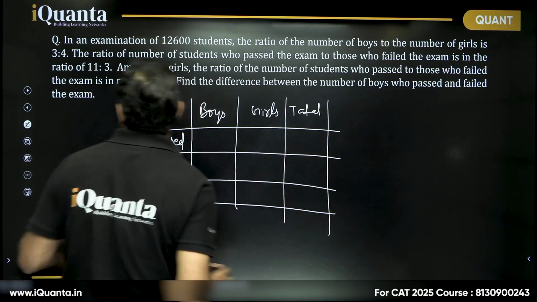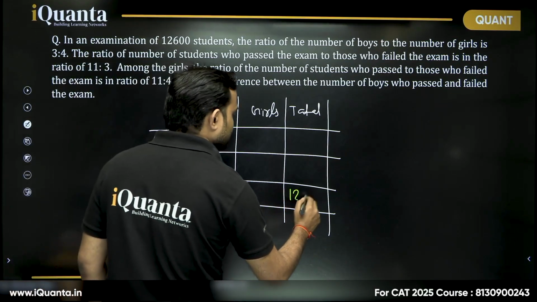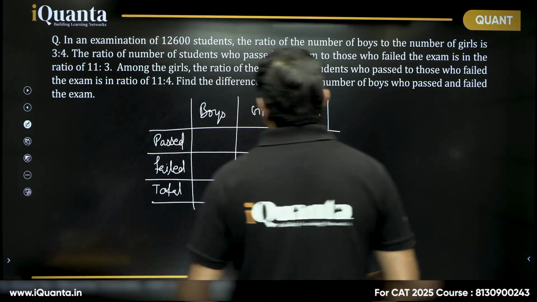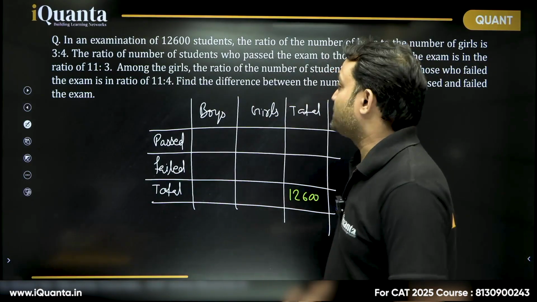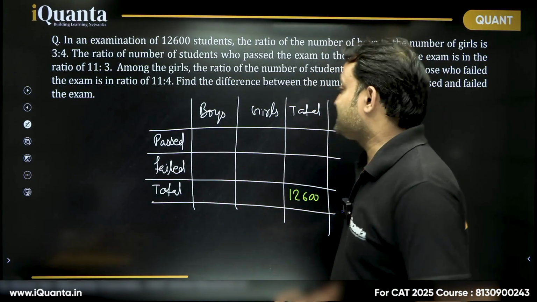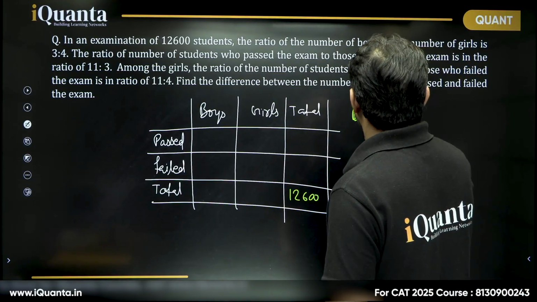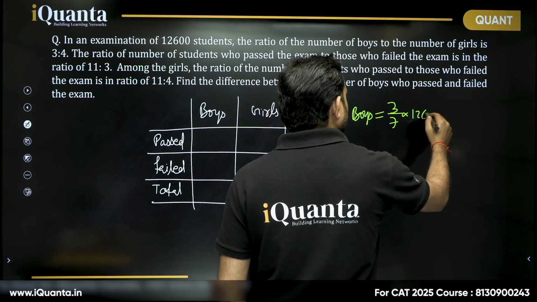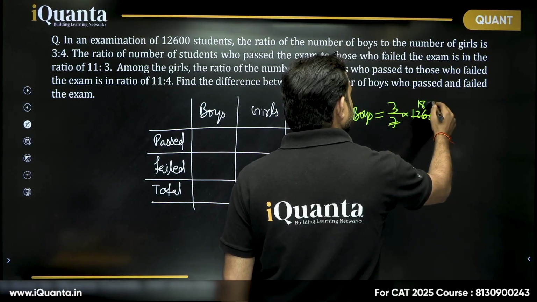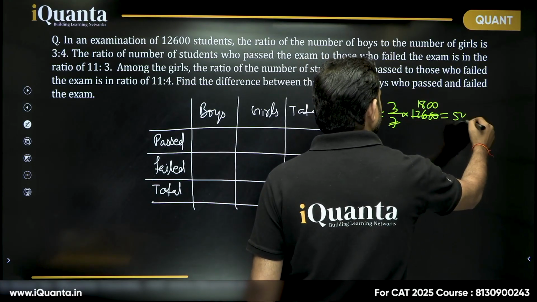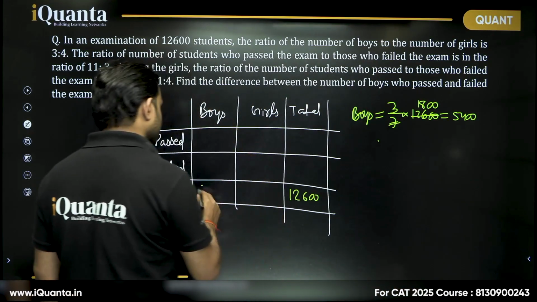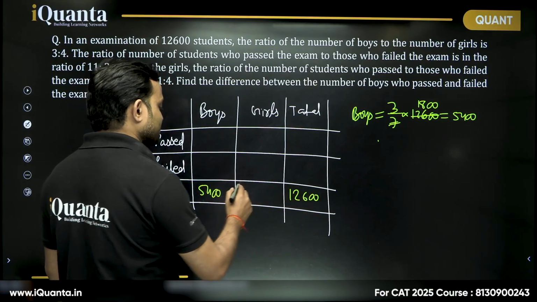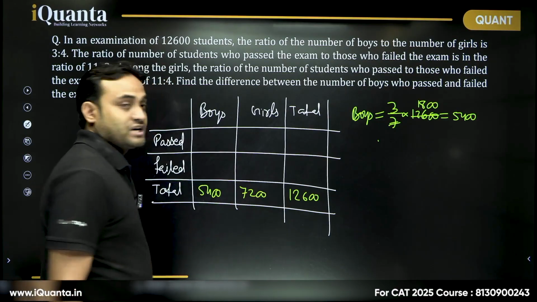Now what do we have? We have total of total. What is total of total? 12,600, of which boys is to girls 3:4. So can I say if boys are 3x, girls will be 4x, total will be 7x, and in that case number of boys will be equal to 3/7 into 12,600. This is 1800 and this will be equal to 5400. So total number of boys 5400. Rest of them must be girls. So 12,600 minus 5400, 7,200 are girls.